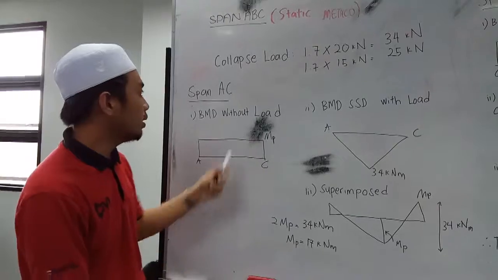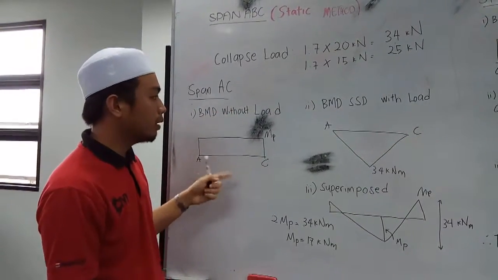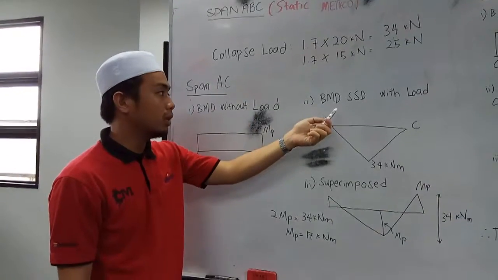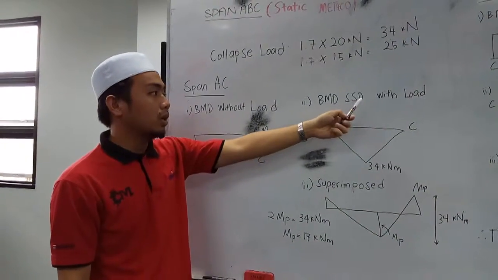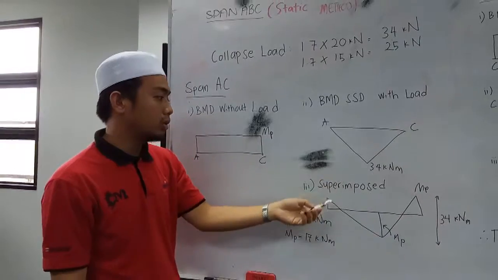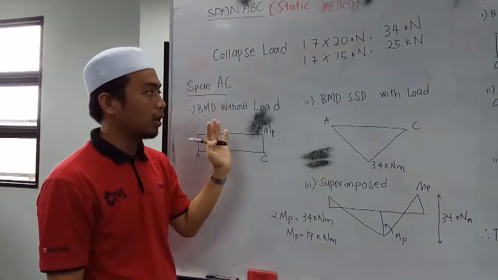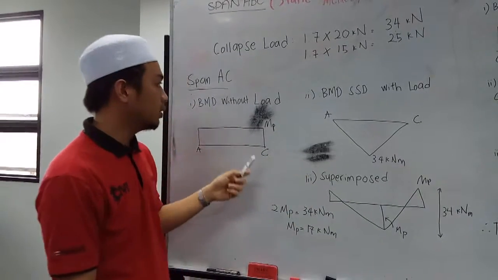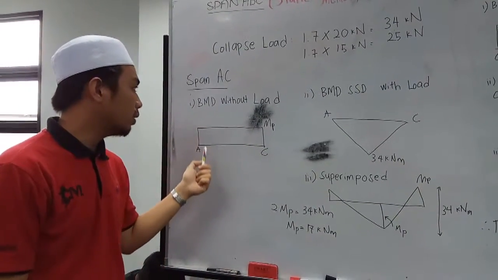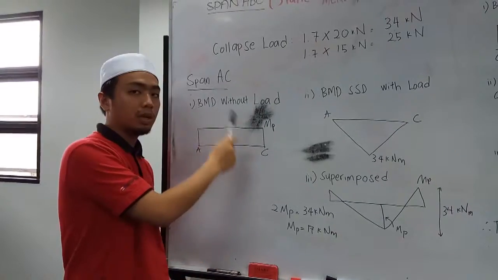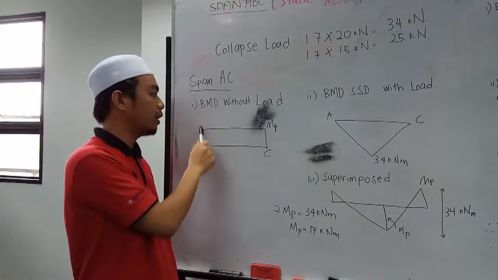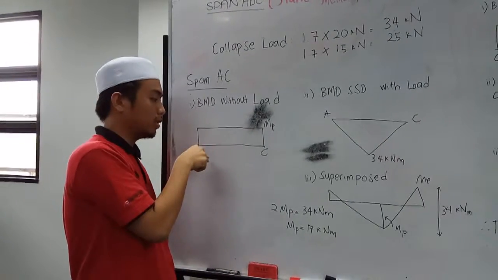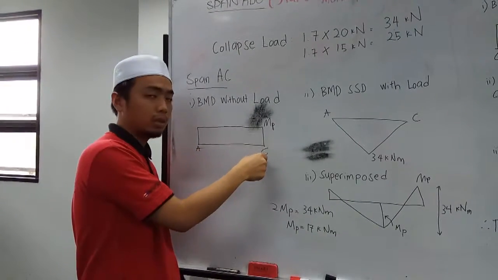And for the first span, it is span AC. We have three steps, which are the bending moment diagram without load, the bending moment diagram simply supported with load, and also the superimposed one. So at most we have three steps to be counted on. For the first step, the bending moment diagram without load, we have a rectangular shape because the MP is just constant from point A until point C.